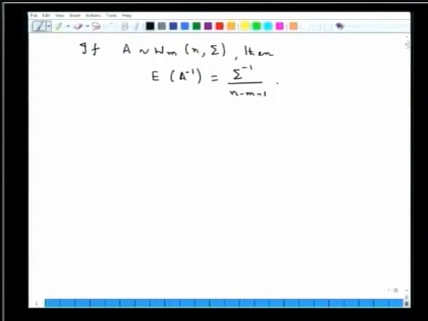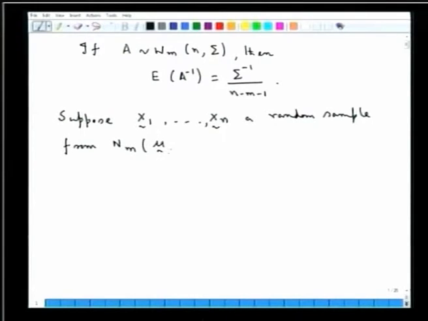Now, we will use this result that we derived in the last lecture to get an unbiased estimator of sigma inverse when we have a random sampling from a multivariate normal distribution. That is, suppose we have x1, x2, up to xn, a random sample from a multivariate normal distribution with a mean vector mu and a covariance matrix sigma. Then what is an unbiased estimator of the sigma inverse matrix?